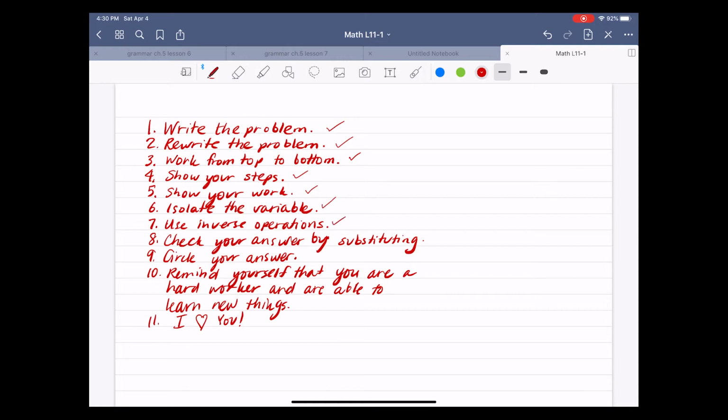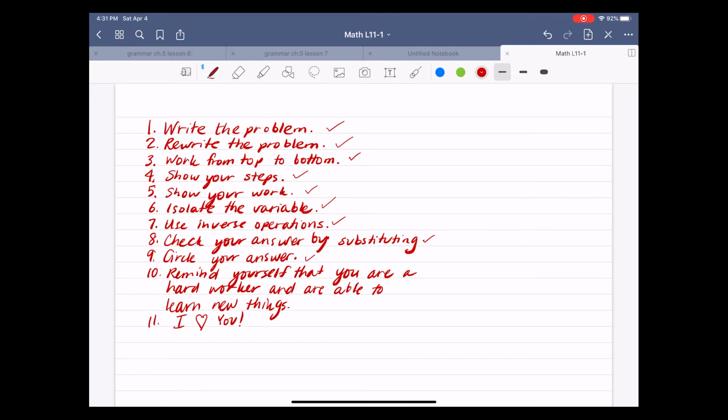And then you're going to use inverse operations. If you remember that addition undoes subtraction, subtraction undoes addition, multiplication undoes division, division undoes multiplication. Remember those inverse operations so that you can look and see what operation is being performed on the variable and then undo it. And whatever you do to the left side, you got to do it to the right side. Number 7, use inverse operations. Number 8, check your answer by substituting.